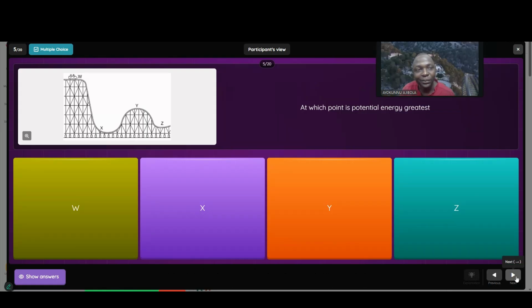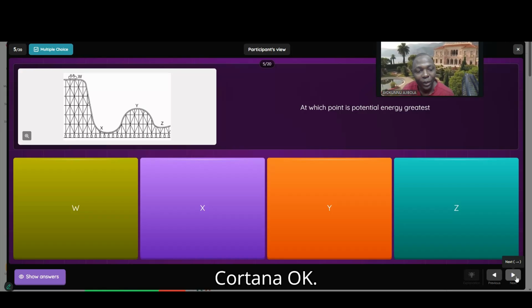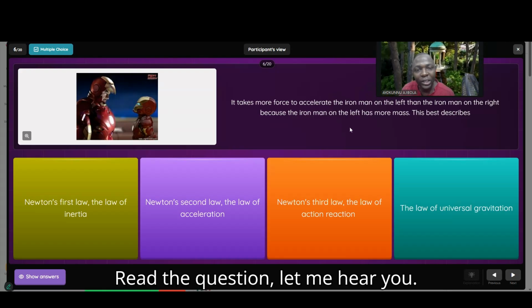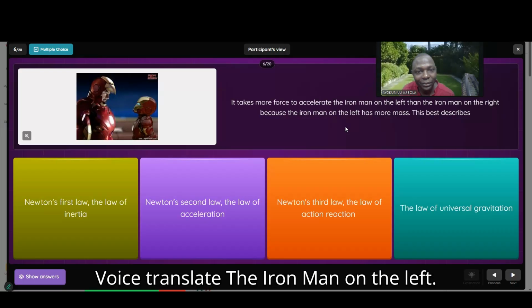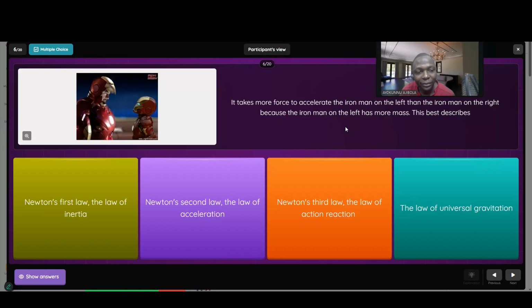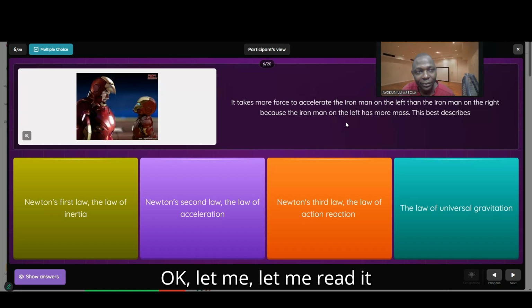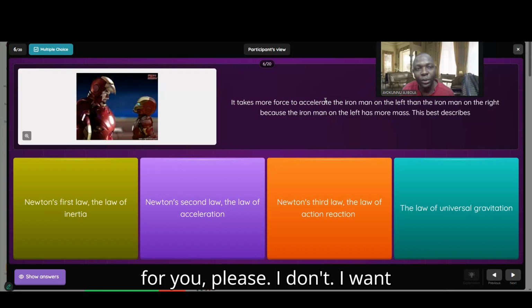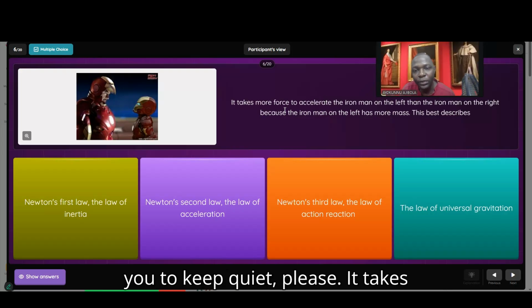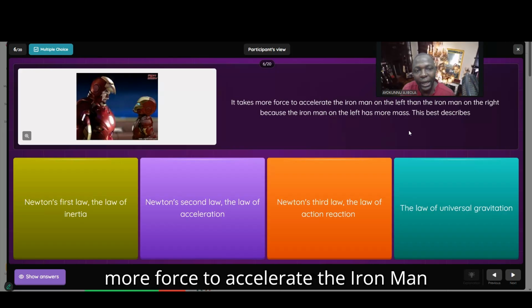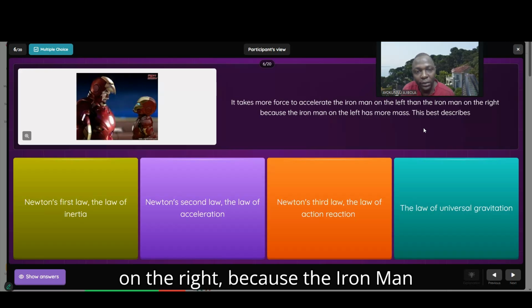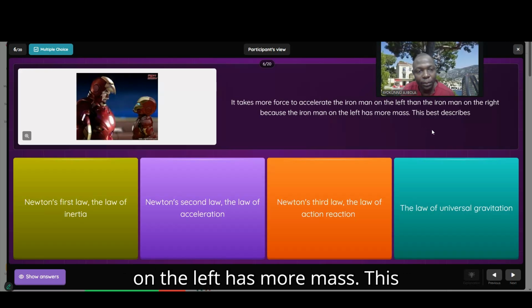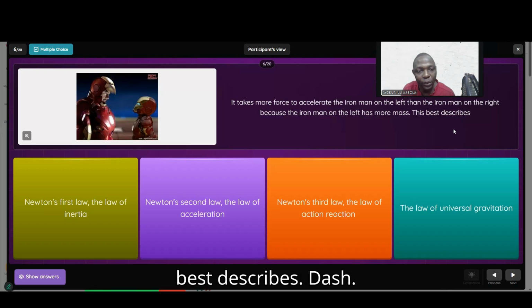Now, who is the next person? Read the question, let me hear you. It takes more force to accelerate the Iron Man on the left than the... I cannot see the question. Okay, let me read it for you. Please, I want you to keep quiet. It takes more force to accelerate the Iron Man on the left than the Iron Man on the right because the Iron Man on the left has more mass. This best describes dash.